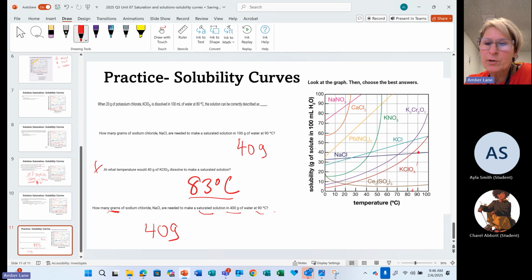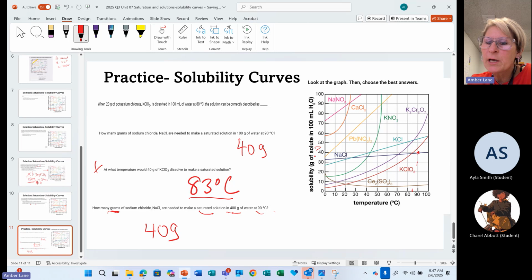So we're wondering how many grams, okay, saturated, so it's got to be on the line. So I've got to go over to 90 degrees and go up. Okay, so that's where I start. So if I have 100 milliliters of water at 90 degrees, 40 grams of sodium chloride will make a saturated solution. But we're not quite done because it says how many grams of sodium chloride are needed to make a saturated solution in 400 grams of water.